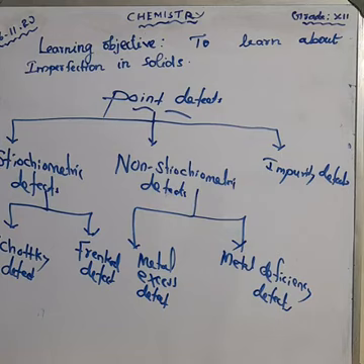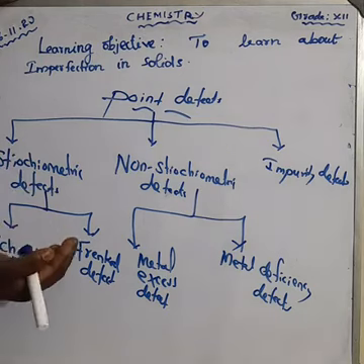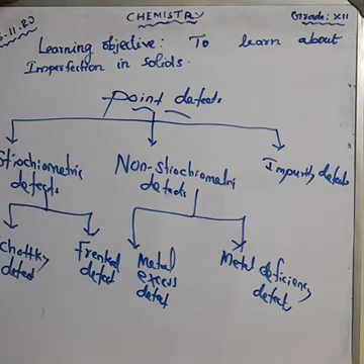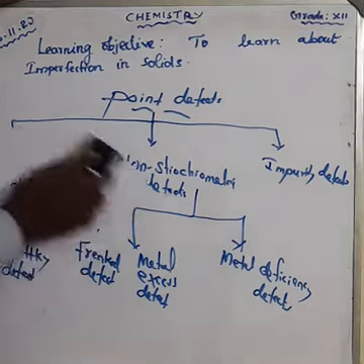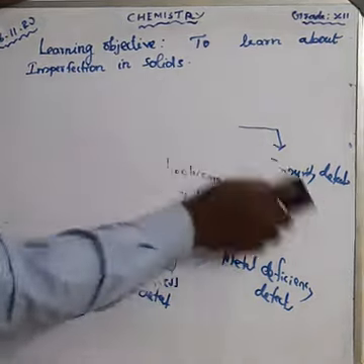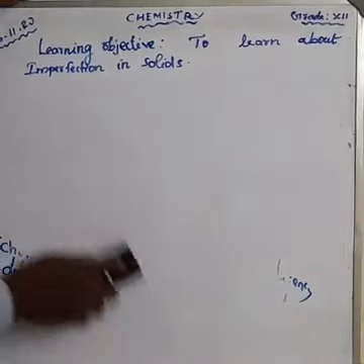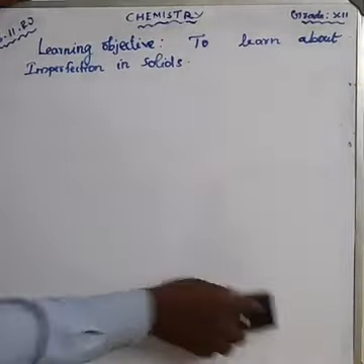What is the Schottky defect? I already told you about that. Schottky defect is a missing of ions. Some of the ions are missing. It can be said that cations and anions are missing from the crystal lattice. Not only a cation, but cation and anion, both of them are missing from the crystal lattice. This is the Schottky defect. An example is NaCl, sodium chloride.